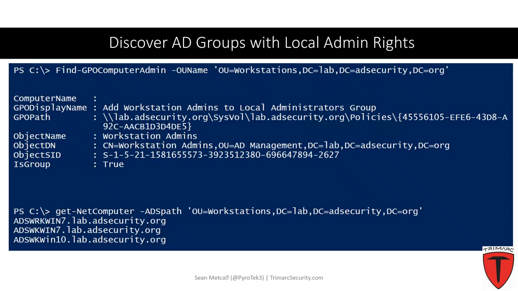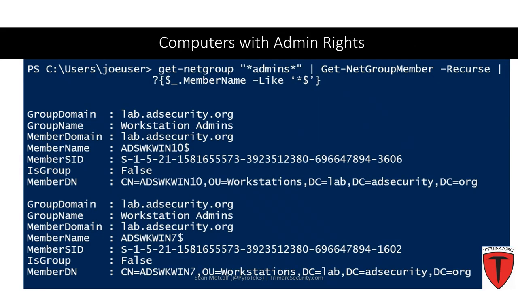And PowerView has an easy function here called Find-GPOComputerAdmin, which allows you to target a specific OU and then see what AD group actually has what rights on there. So we see there's a workstation admins group here that's being added to the local administrators group. And when we do a Get-NetComputer against this OU, we can get a list of the computers that this group is going to have admin rights on. But sometimes computers actually have admin rights. So the computer accounts that are in Active Directory end up with privileges themselves because they're a member of a specific group.